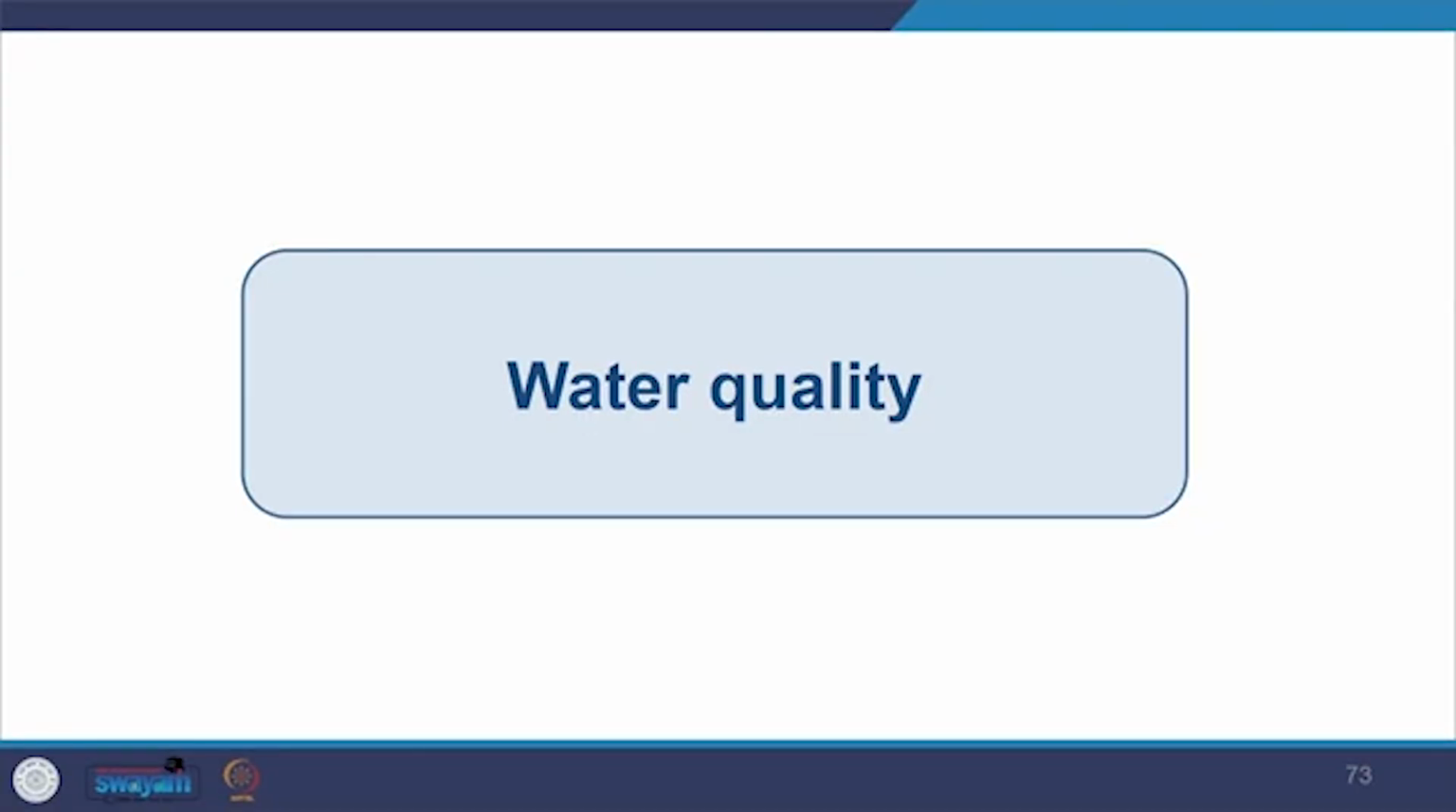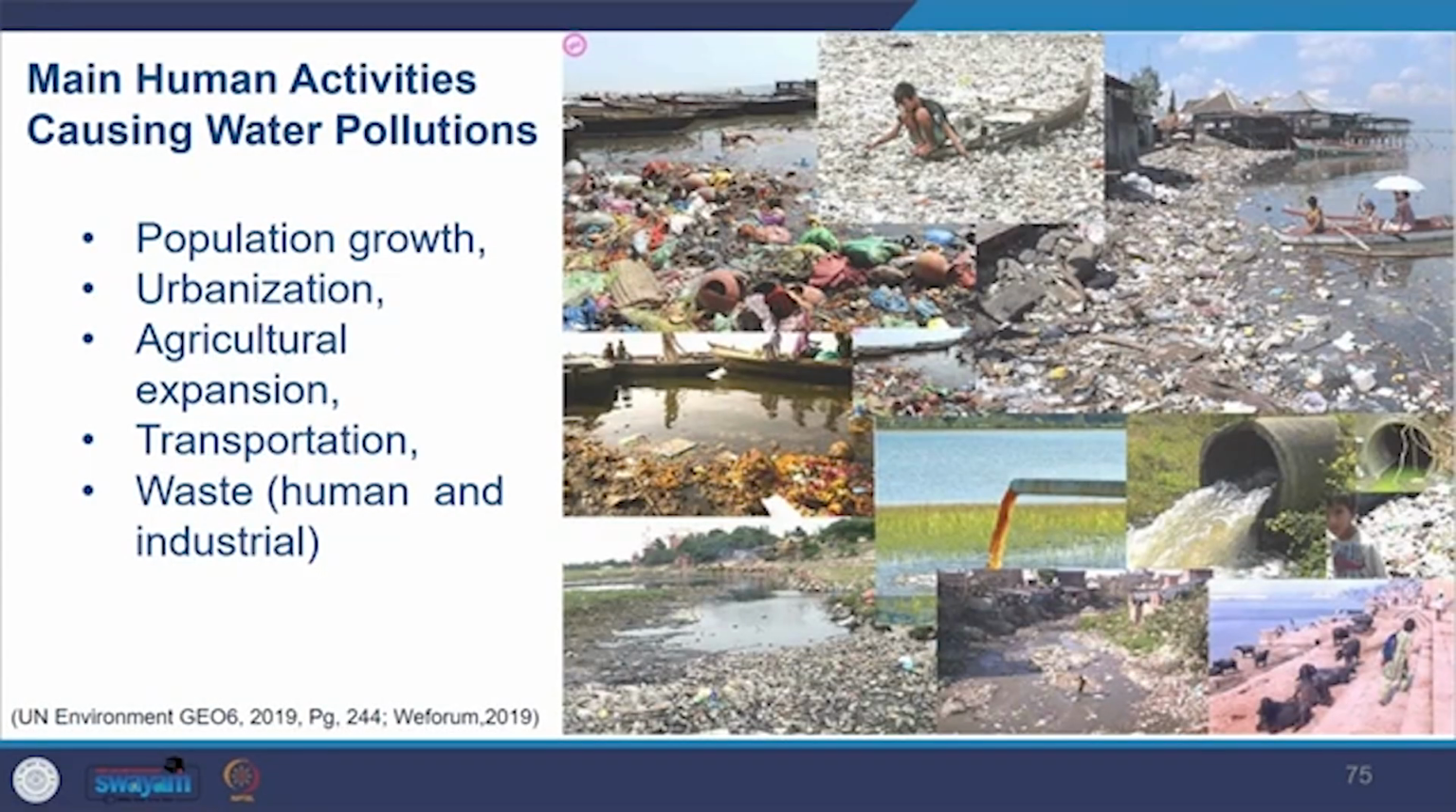So that was about the state and trends of fresh water. Now we'll look at concerns of water quality. Water quality is also influenced by natural systems, but we are going to look primarily at the human activities that influence water quality, such as population growth, urbanization, agriculture expansion, transportation, and human and industrial waste. So you see how it pollutes the water.